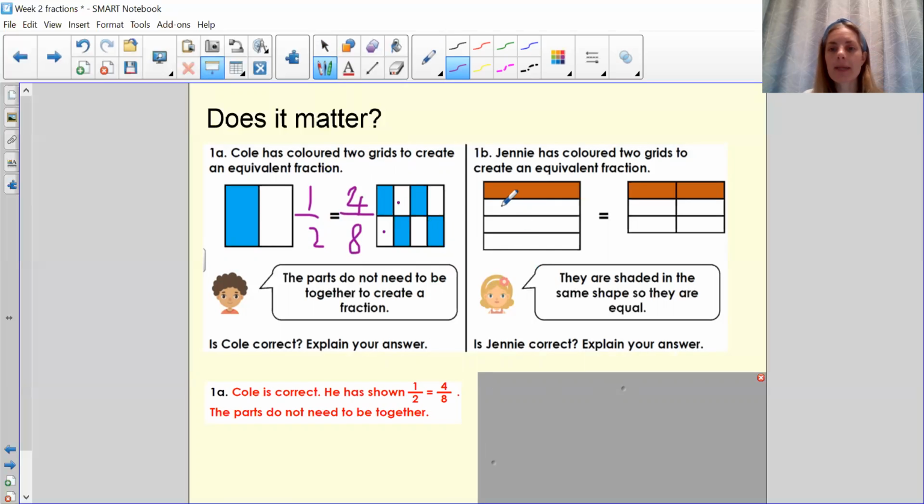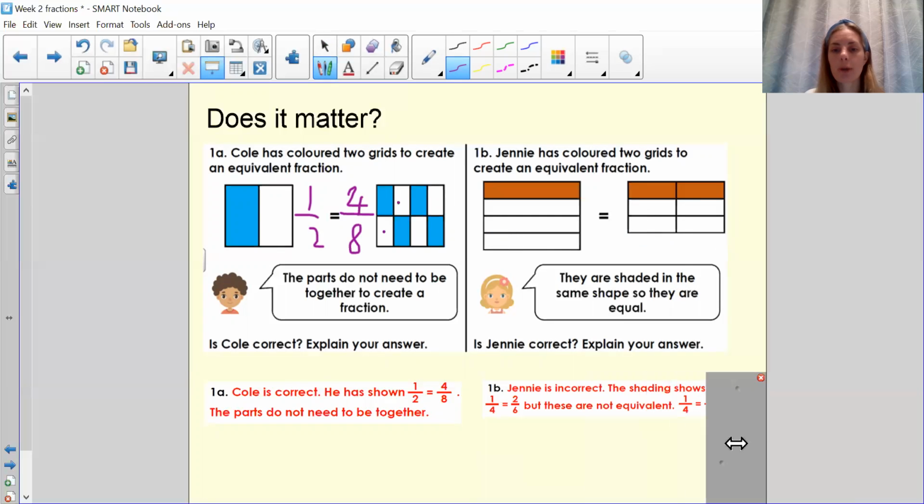However, this one with Jenny, you can see here that there's a whole extra bar that has not been drawn in at the bottom. So Jenny would not be correct because the shading only shows there is a 1/4 here. She's got 1 part of the 4, and she's got 2 over 6. And I'd say 1 times 2 is 2, and 4 times 2 does not give me 8, so therefore it is not correct.